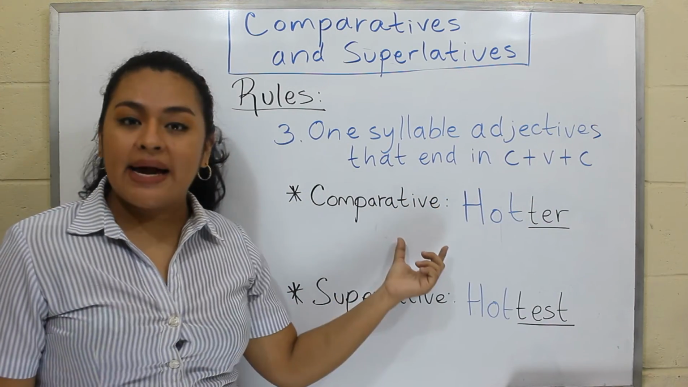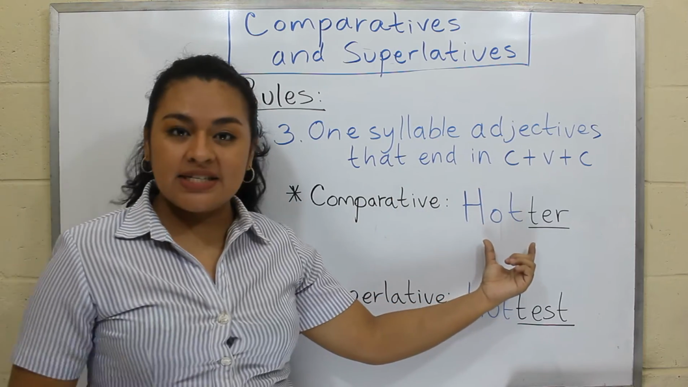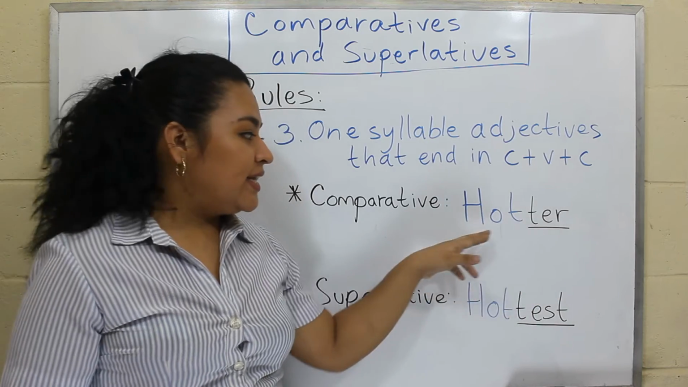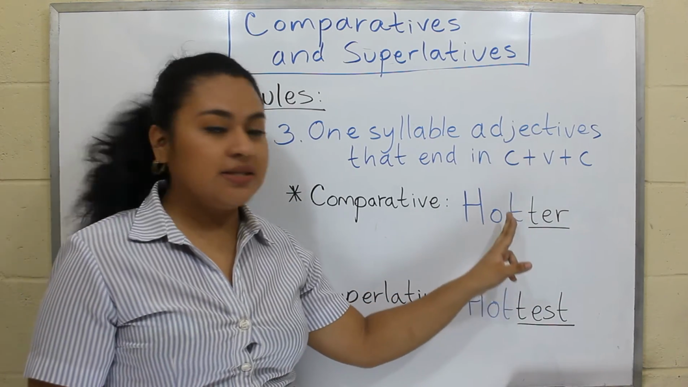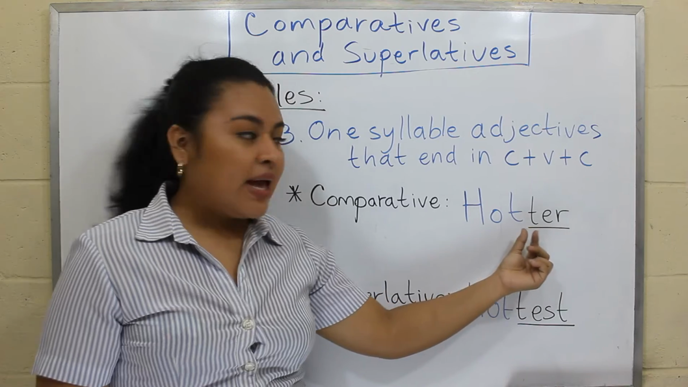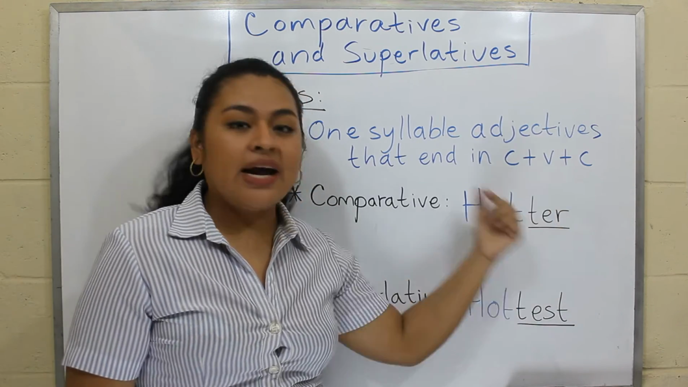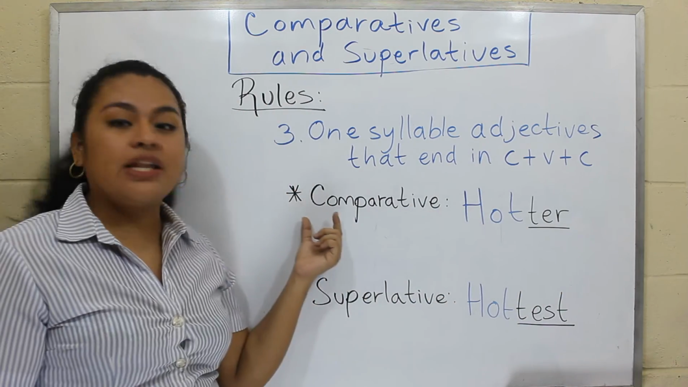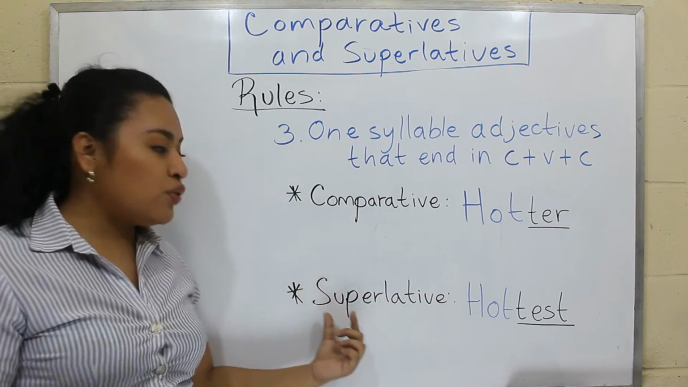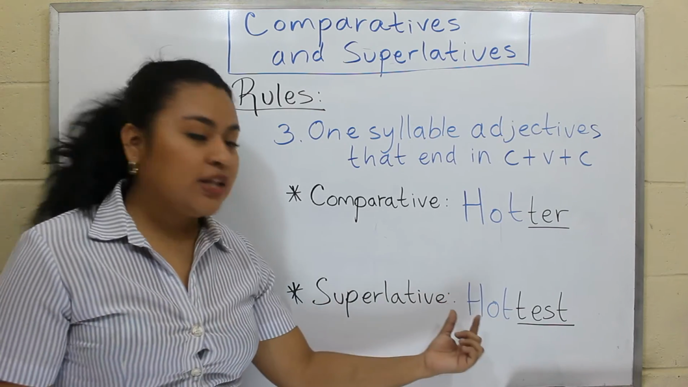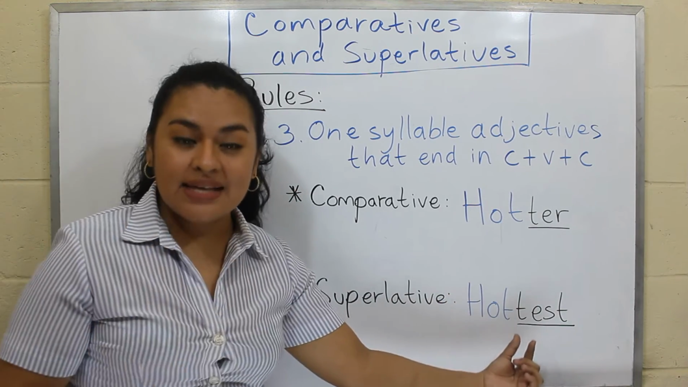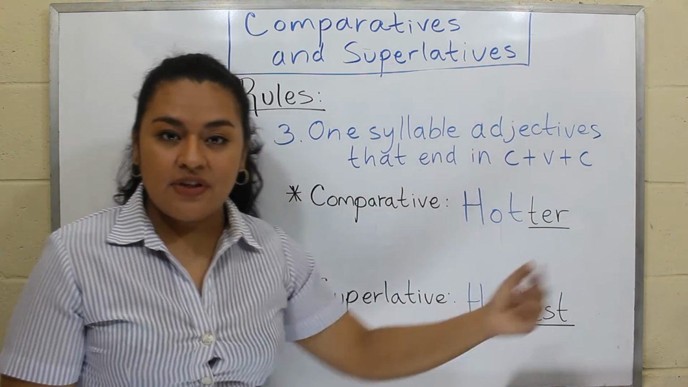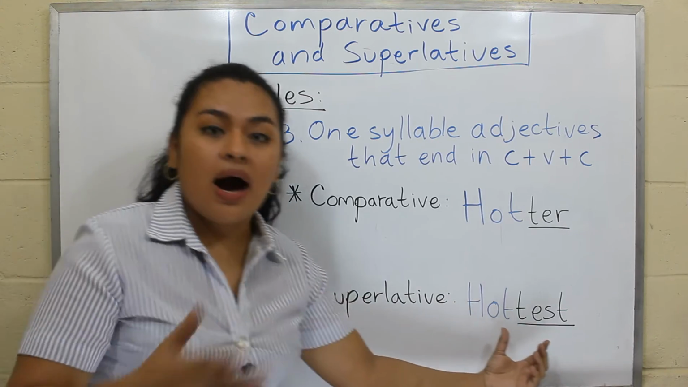The third case is for one-syllable adjectives that end in consonant, vowel, consonant. To create a comparative form, we take the adjective in the positive form and we double the last consonant. In this case, the last consonant is T, so we write it again. And then we add "er" at the end of the adjective, so it becomes "hotter" for the comparative form. And to create the superlative form, we do the same. We double the last consonant and also add "est" at the end of the adjective, so it becomes "hottest" for the superlative form.